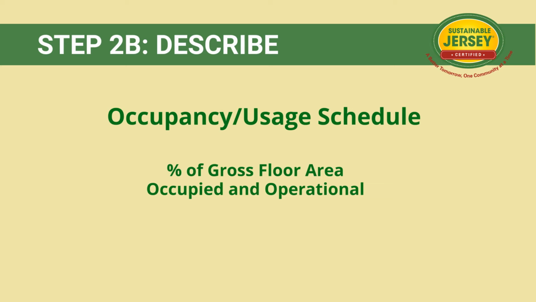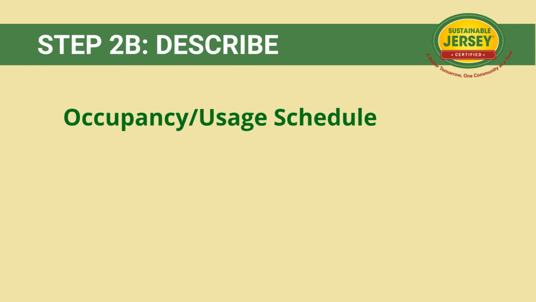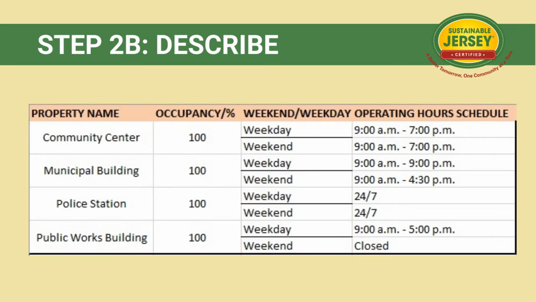If you have people working on all floors and areas of your building, then you're 100% occupied. You don't need to count empty cubicles for occupancy. Here we've attached a sample occupancy schedule for our hypothetical buildings: a community center, a municipal building, a police station, and a public works building.